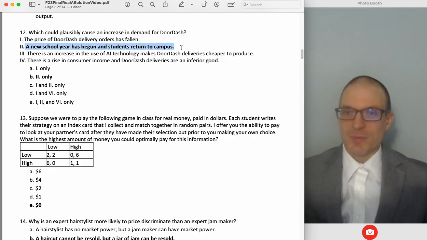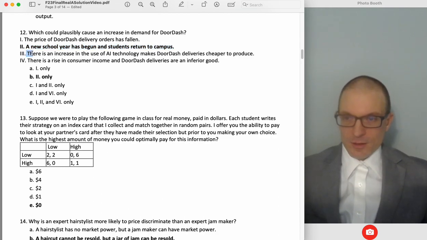A new school year has begun. Students return to campus. Sure, that could increase quantity demanded at all possible prices. It's an increase in demand due to the change in the number of buyers. If there's an increase in the use of AI technology, makes DoorDash deliveries cheaper to produce.